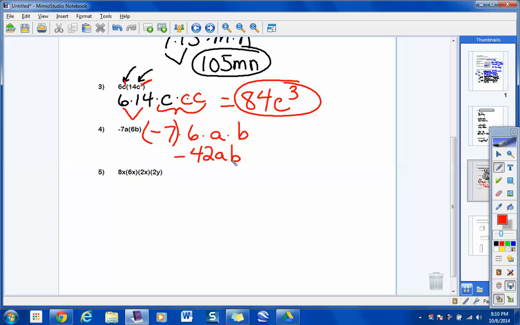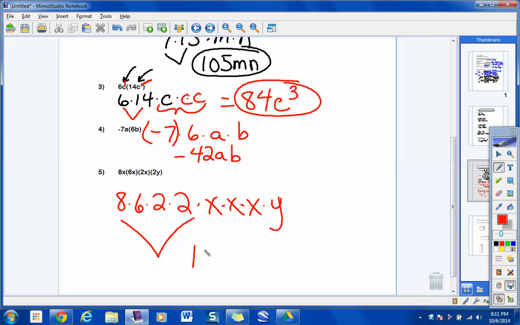All right, my last one right here. I'm going to put the numbers together first. 8 times 6 times 2 times 2. And then all your variables. Times x times x times x times y. I'm not very good at math, so you guys check my product right here, but I think that product, 8 times 6 times 2 times 2, is 192. I have 3 x's, so I'm going to write x to the third times y.